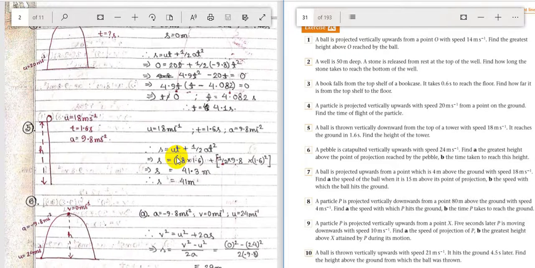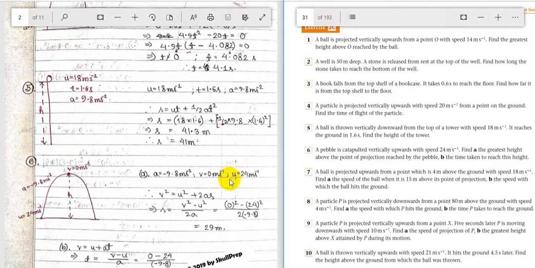Remember that you can't use the equation v squared equals u squared plus 2as in this question because the v for this equation is not given. You can only use this one because here the s is given, everything is given over here, but you don't have the value for v, so you can use all the other three equations of motion because all the other three have v in them.